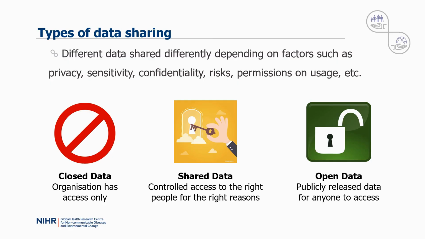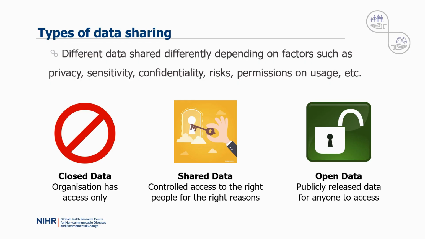Next, we will look at the different types of data sharing. So different data are shared differently depending on the factors such as privacy, sensitivity, confidentiality, risks, permissions on usage, etc. So a lot of the things that I've covered in my previous slides. On the one end of the spectrum, we have got closed data. This basically means that only the organization has access, and in many cases, it could be just particular individuals within the organization that have access.